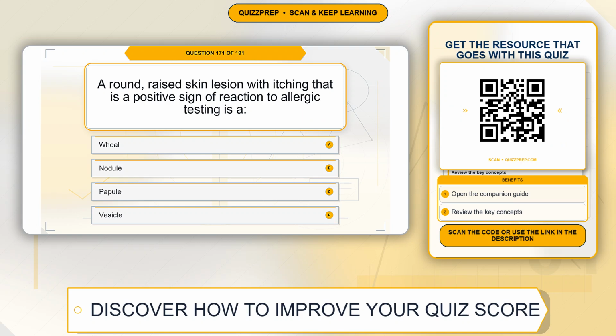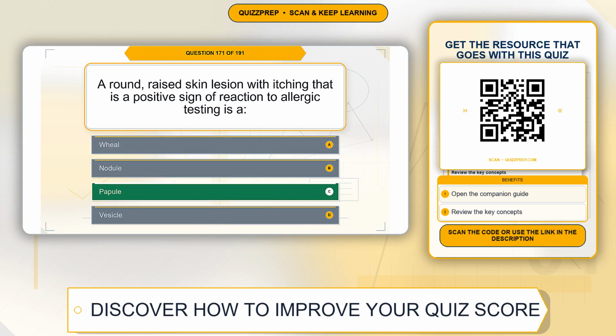Question 171. A round, raised skin lesion with itching that is a positive sign of reaction to allergic testing is: Option A, wheal. Option B, nodule. Option C, papule. Option D, vesicle. The correct answer is option C, papule.